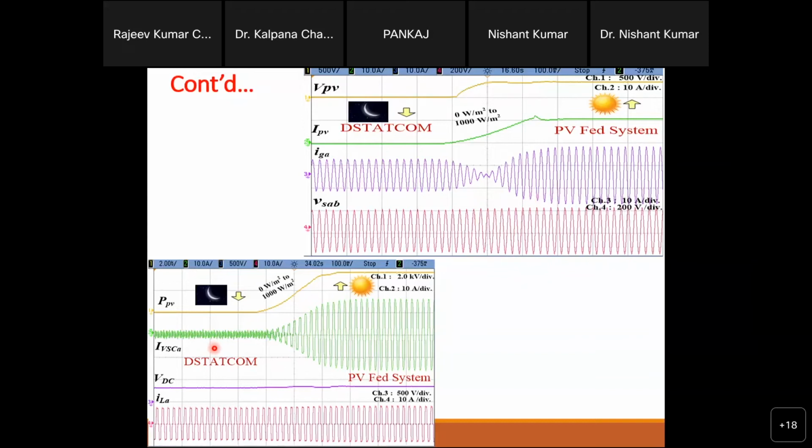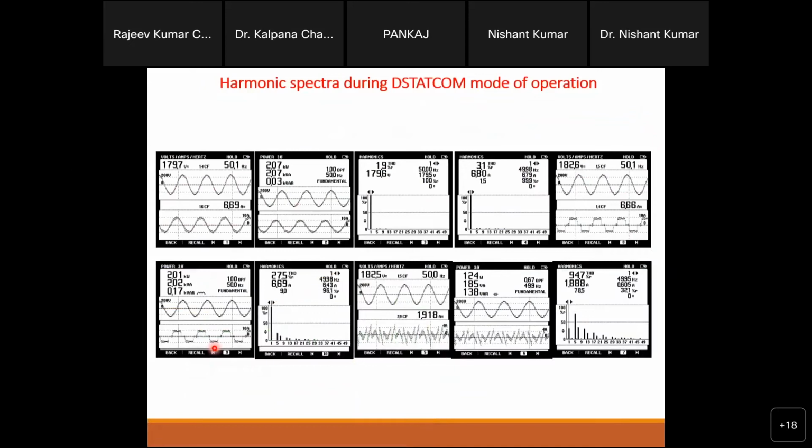Reactive power means what? Current which has a 90 degree phase shift with respect to your grid current, right? That's it. So this converter will do that, and then the reactive power is fed into the grid according to the requirement. We can switch the behavior between DStatCom and StatCom, and it will work for both automatically. This is also your harmonic spectrum for the StatCom mode.